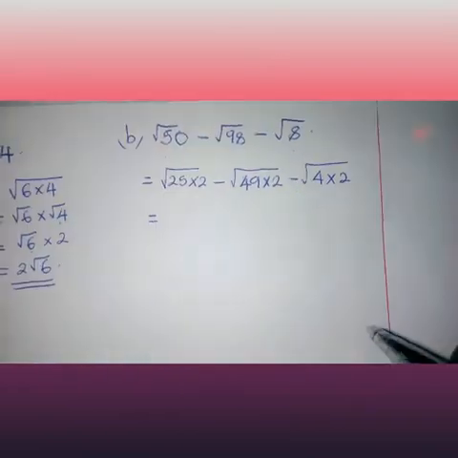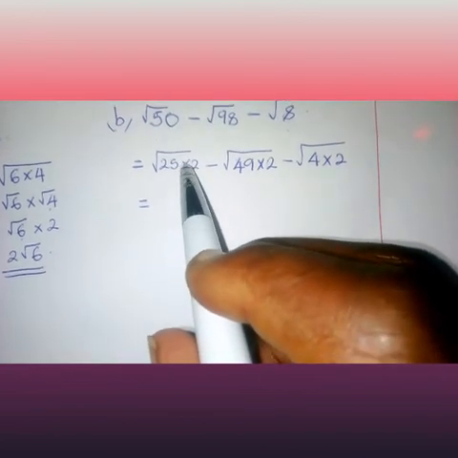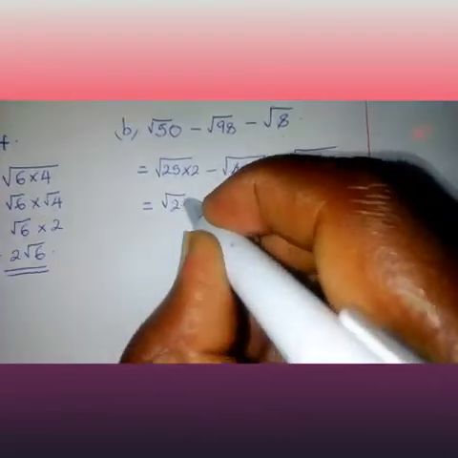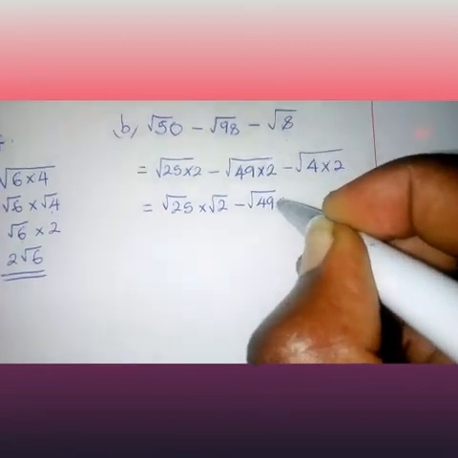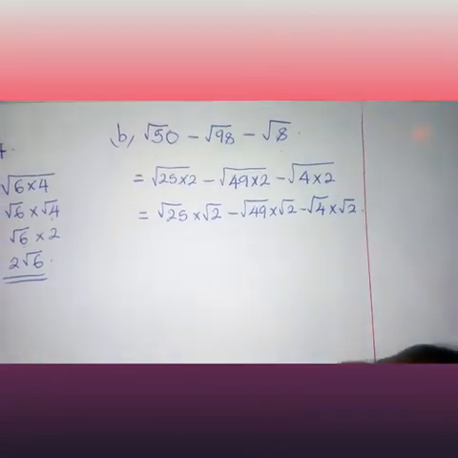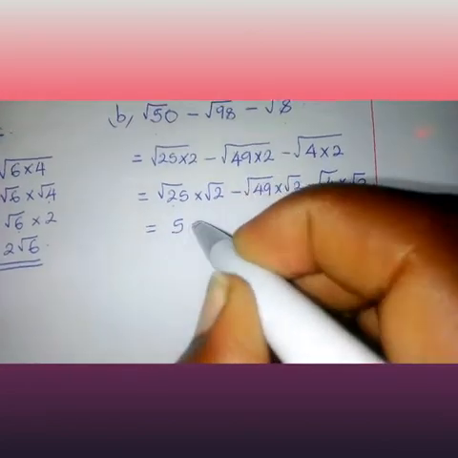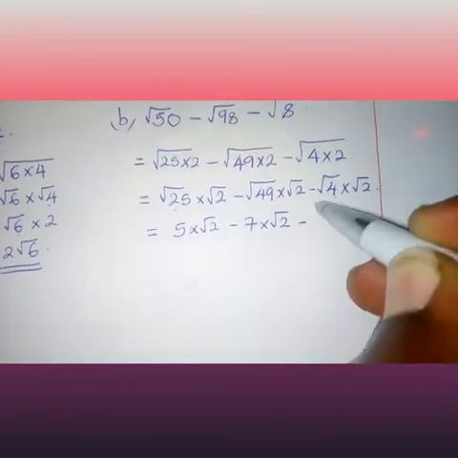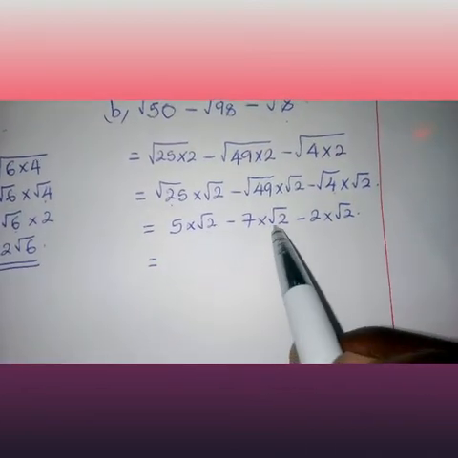So what you observe here is that I can distribute the root on these two terms because I have multiplication. We said the root distributes only when you have multiplication and division. So this is going to be root 25 times root 2 minus root 49 times root 2, then minus root 4 times root 2. So these first terms here have a direct root. So I can say that this one is 5 times root 2 minus 7 times root 2 minus 2 times root 2. Now, what do you observe here? You observe that the root 2 is common.